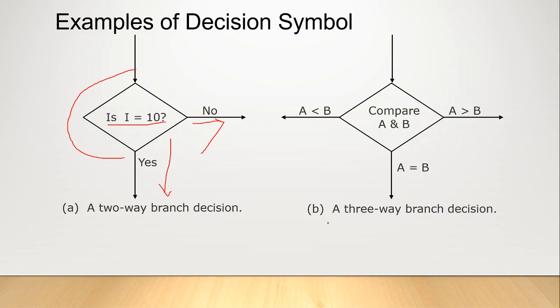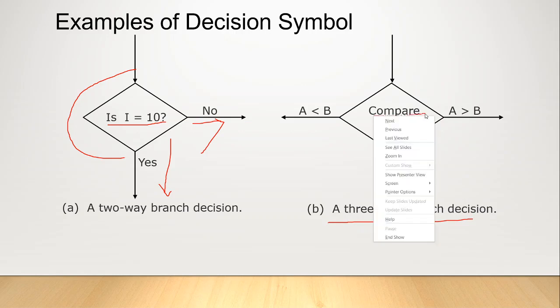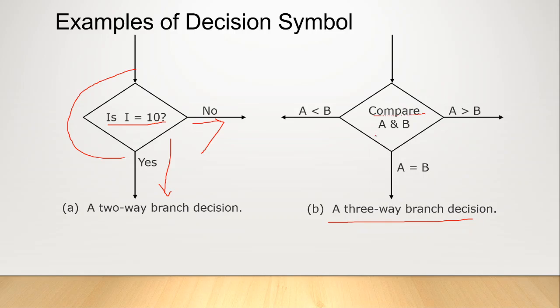The second is a three-branch decision symbol. In this we compare A and B. If A is greater than B, then the flow goes in the right direction. If A is less than B, then the flow goes in the left direction. If A is equal to B, then the flow goes in the bottom direction.